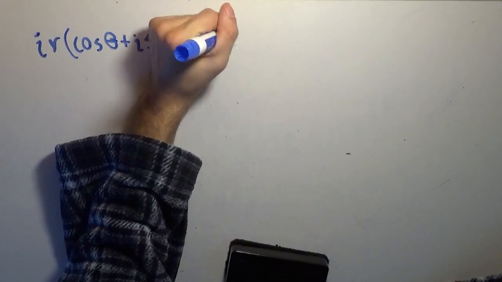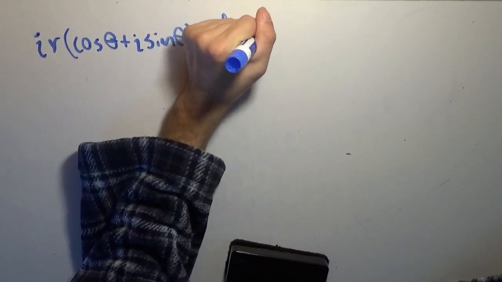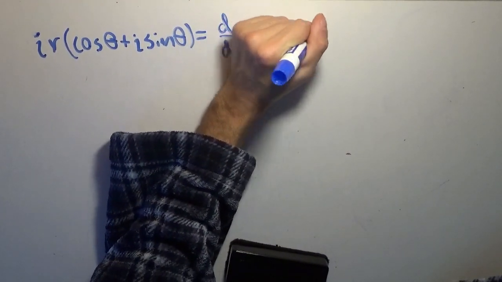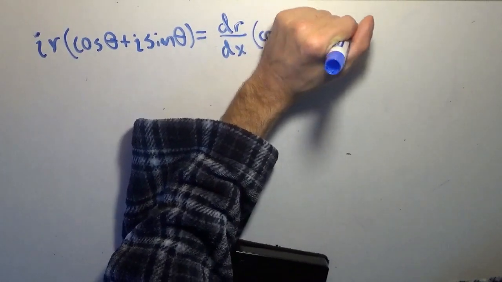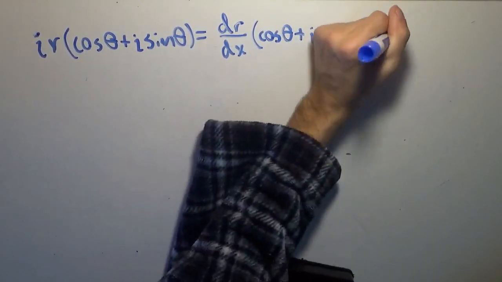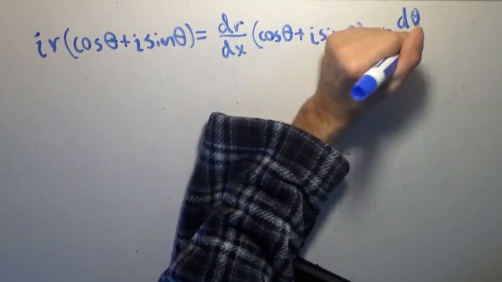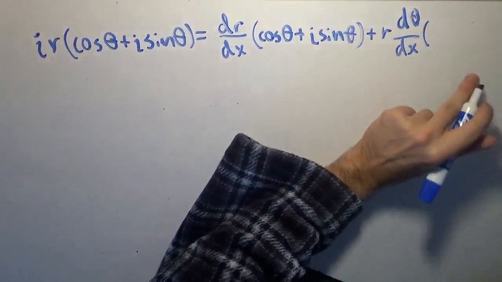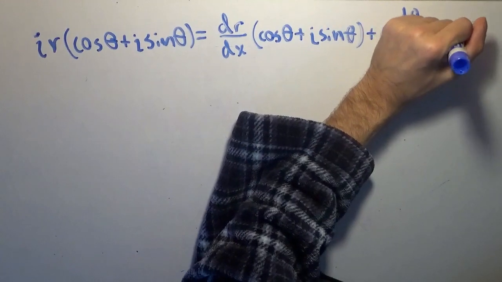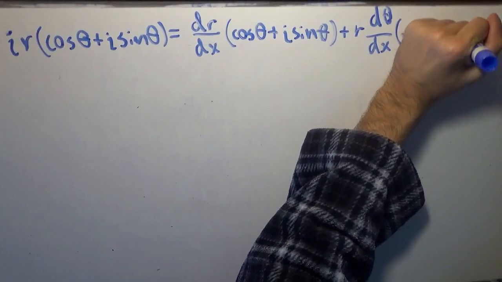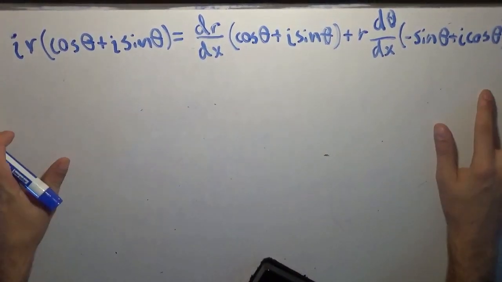We had dr/dx times cosine theta plus i sine theta, plus r, and I'm going to factor out d theta/dx because it was in both terms. So r times d theta/dx times the derivative of the inside, which was negative sine theta plus i cosine theta. So this is what we were able to prove, that these things are equal.